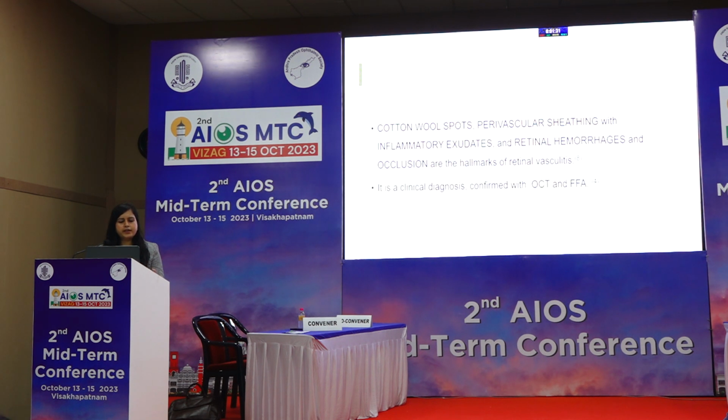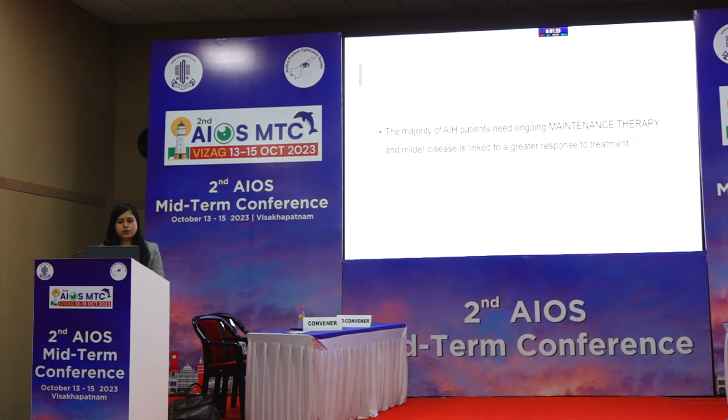It is a clinical diagnosis that we confirm with OCT and FFA. To find the etiology, we need a multidisciplinary approach along with lab investigations. The majority of AIH patients need a long maintenance therapy, and milder disease is found to have a better response to treatment. Corticosteroids with immunosuppressants are the treatment of choice, followed by low-dose steroid therapy to avoid any relapses.